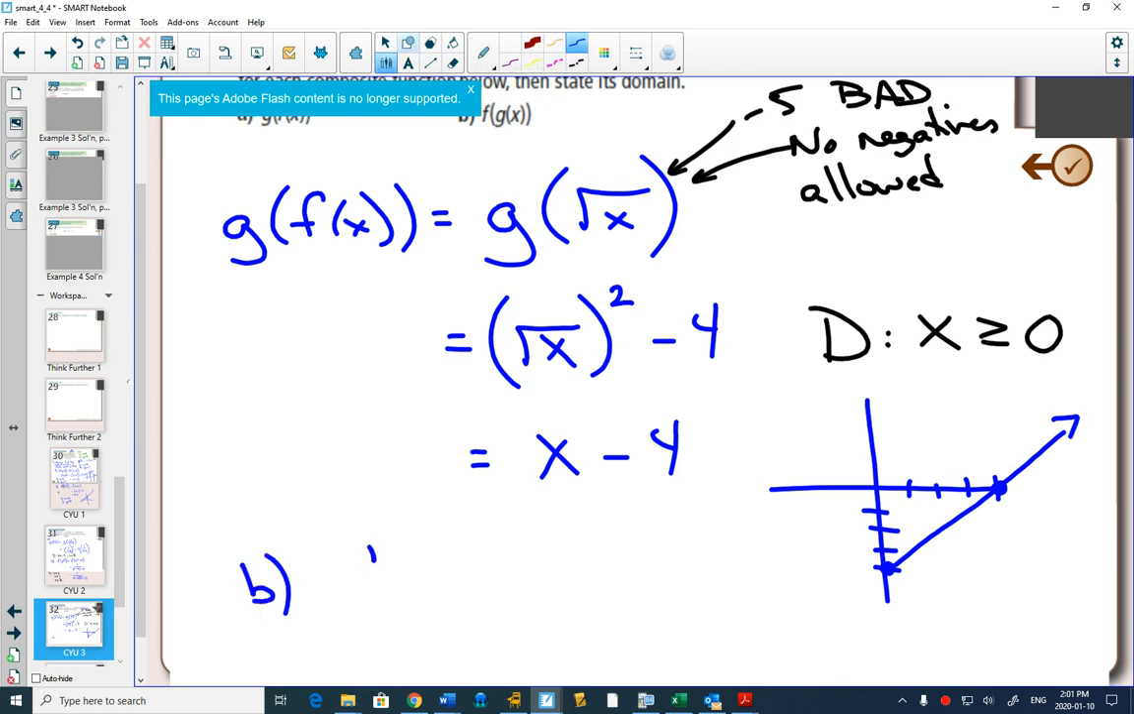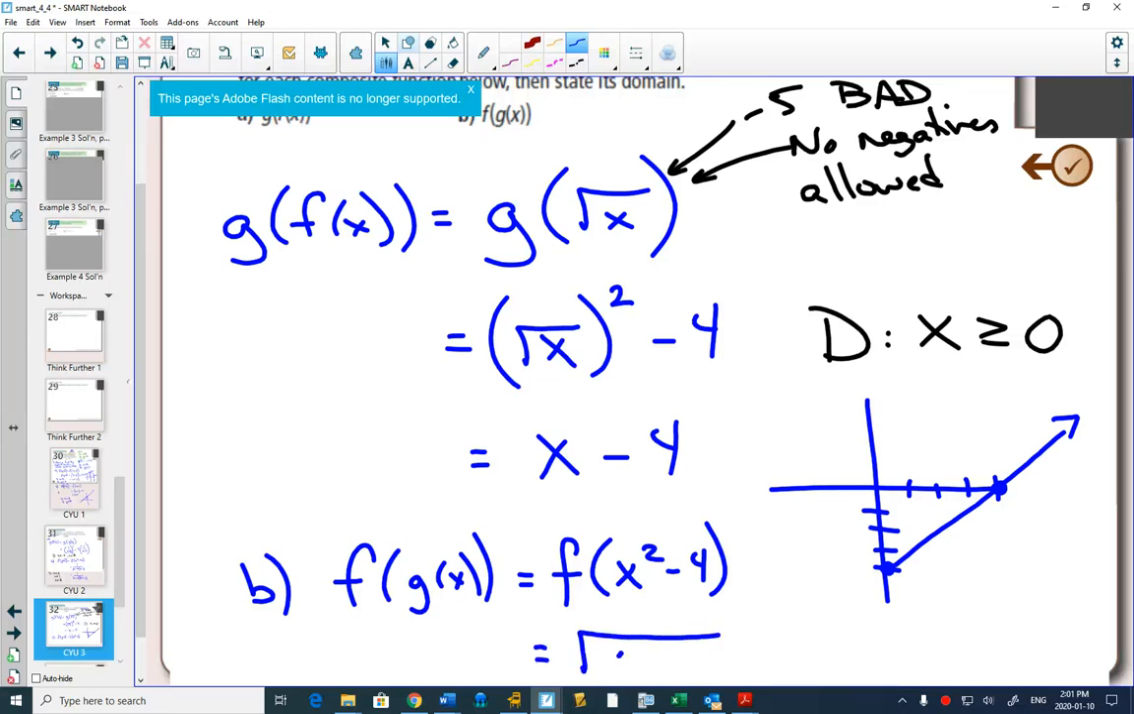Looking at part B, which is f of g of x. G of x was x squared minus 4. So as I'm doing this question, sometimes I'm thinking about the domain already. Can you see so far? No problems. I could plug anything into here. That would be no problem. What does f of x do? It says take the square root of whatever you put in. So we would have the square root of x squared minus 4.